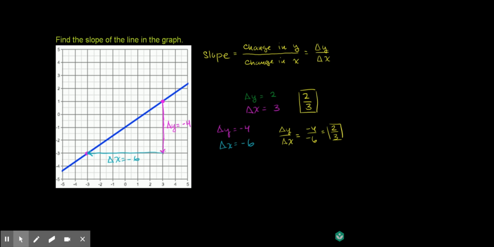If this is my start point, I went down 4, and then I went back 6. -4 over -6. If I viewed this as my starting point, I could say that I went up 4, so my change in y would be 4, and then my change in x would be 6. And either way, once again, change in y over change in x is going to be 4 over 6, 2/3. So no matter which point you choose, as long as you think about it in a consistent way, you're going to get the same value for slope.